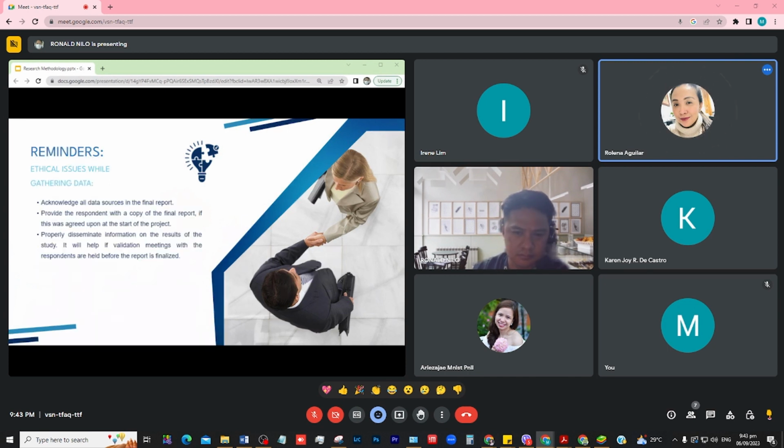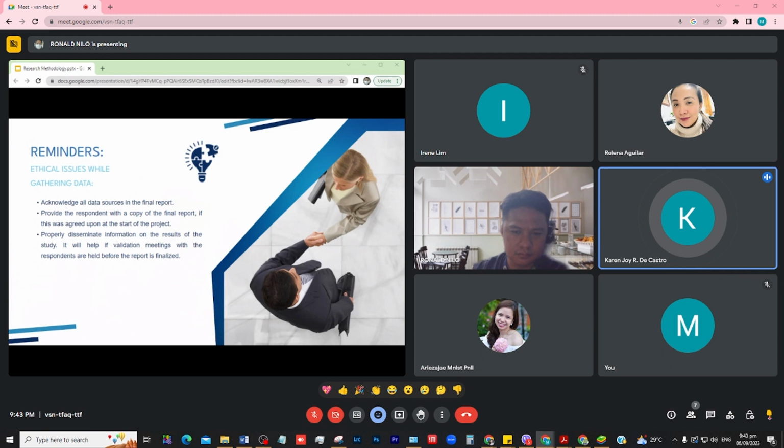Next, additional reminders. As a researcher, you have to acknowledge all data sources in the final report, provide the respondents with a copy of the final report if this was agreed upon at the start of the project, and properly disseminate all the information and the results of the study. It will also help if validation meetings with the respondents are held before the report is finalized.